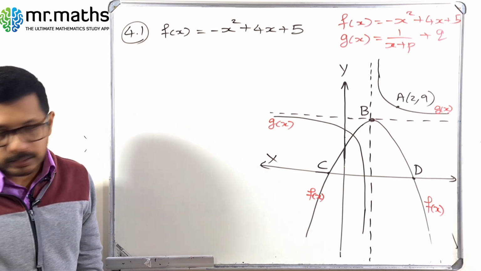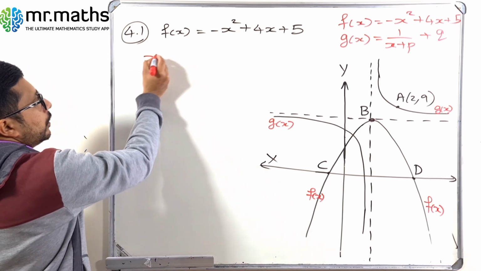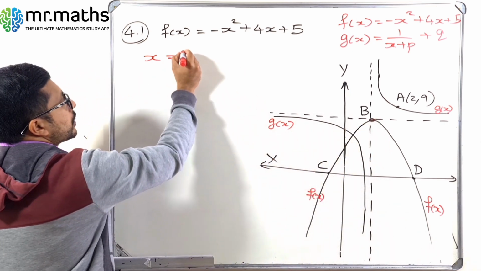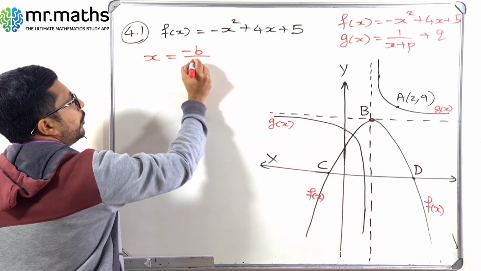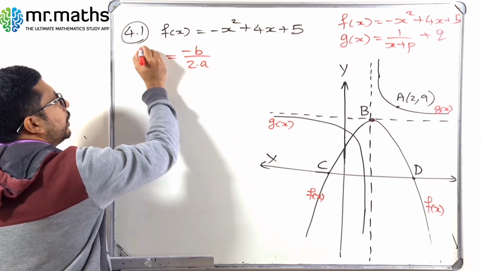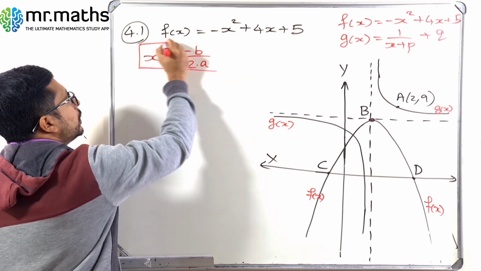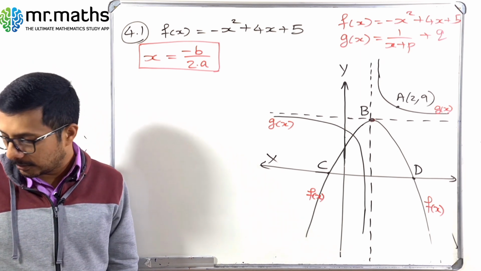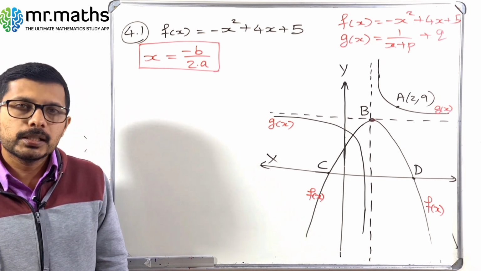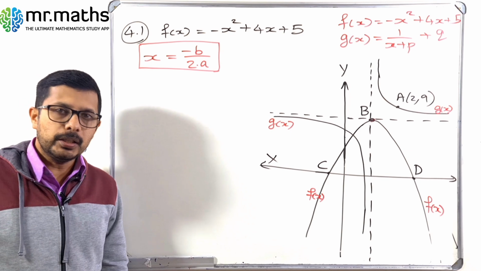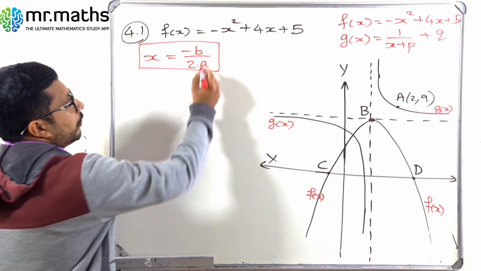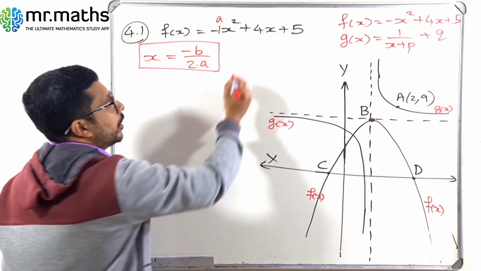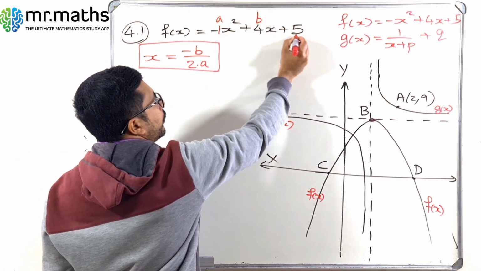When an equation is given like this, it's very easy to find the coordinates of the turning point. You have to know a formula to find the x coordinate of this point: minus b divided by 2 times a. If you can remember this formula, then it is very easy to find the turning point. So x is equal to minus b divided by 2a. Here a is minus 1, b is 4.